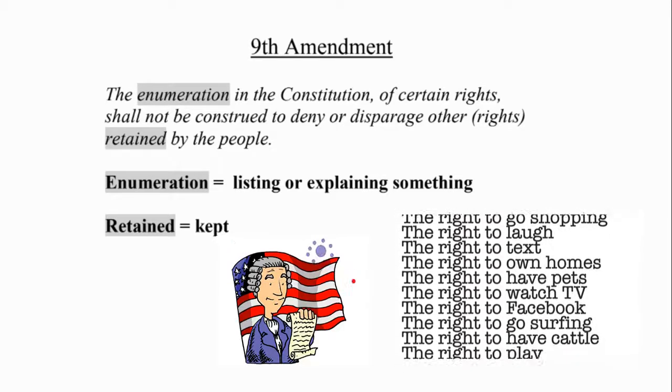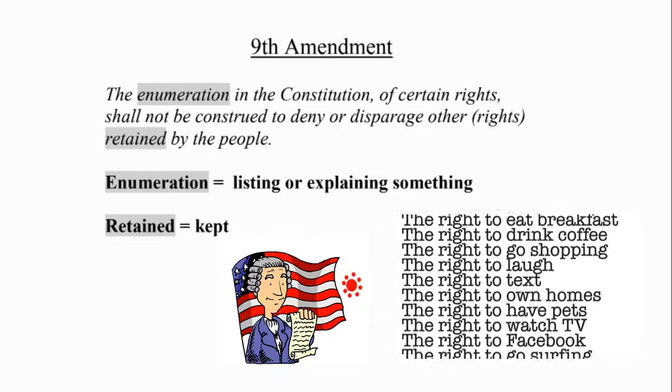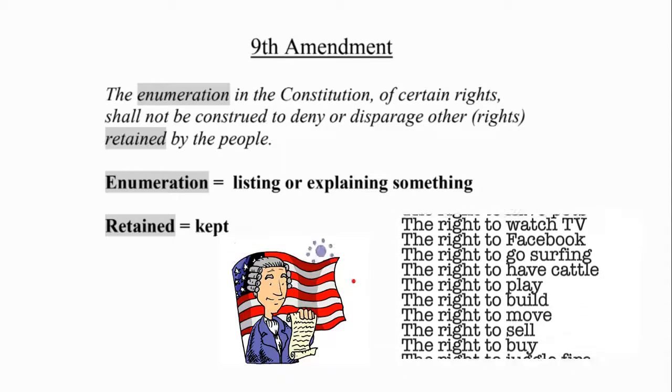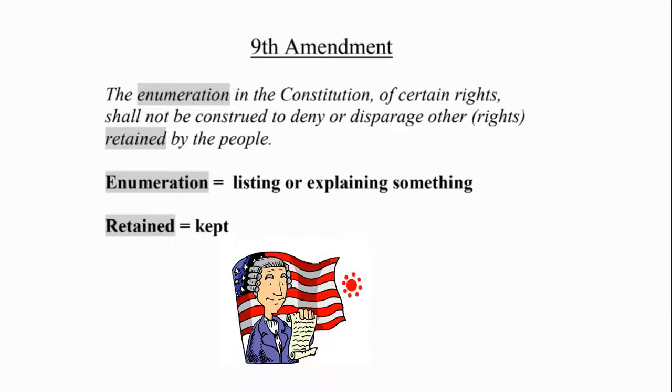For example, the Constitution doesn't say you have the right to skateboard, but that doesn't mean you don't. The Constitution doesn't say search warrants apply to your email, but they do. So another great example of the Constitution being flexible and able to change with the times. So that's it. We're done. There's the Bill of Rights, the first 10 amendments to the Constitution.